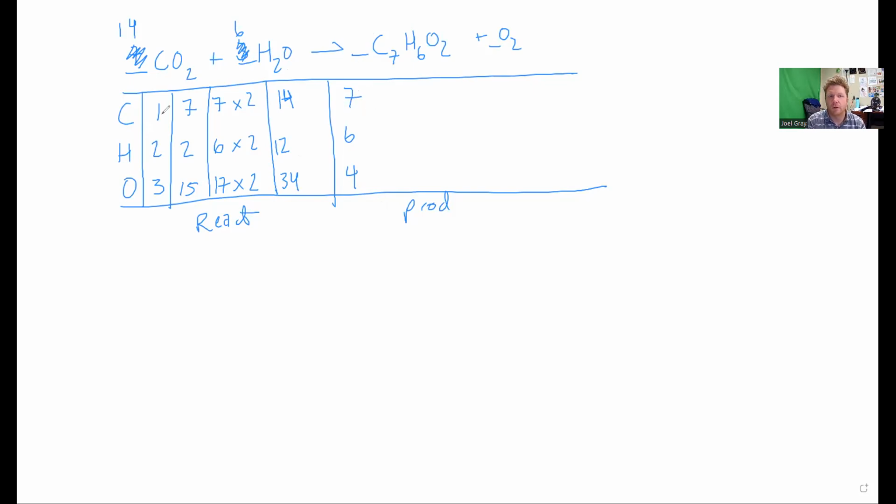The first thing I'm going to do is balance my carbons. I'm going to balance my carbons by putting a 2 coefficient in front of that molecule C7H6O2. So that means I'm going to have 14 carbons. Now I've got 12 hydrogens here. Now I've got 4 oxygens plus 2 oxygens. So I'm at 6 oxygens.